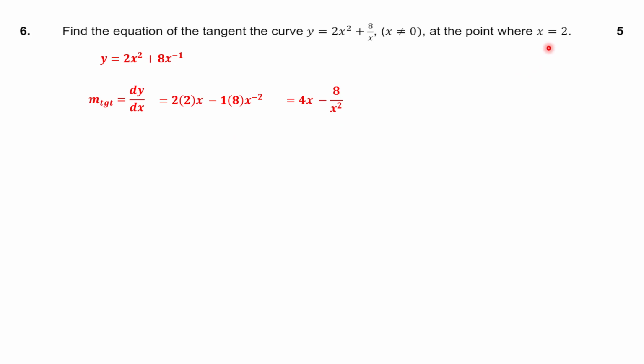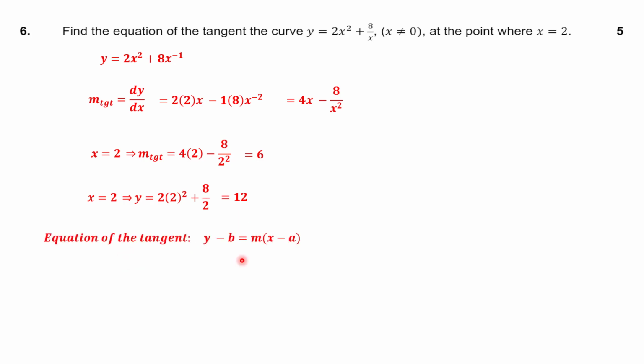Now we know that x is 2, so we can work out when x is 2, this tangent gradient will be, put it there, 4 times 2, minus 8 over 2 squared. Work this out, it's quite easy, it becomes 6. Now we've got x is 2, we need a point, so we've only got one coordinate, so we need a y coordinate, so we have to do x is 2, go back here and find what y is. So it's going to be 2 times 2 squared plus 8 over 2. Work that out, it's not too difficult to do. 4, 8, 8 and 4 is 12.